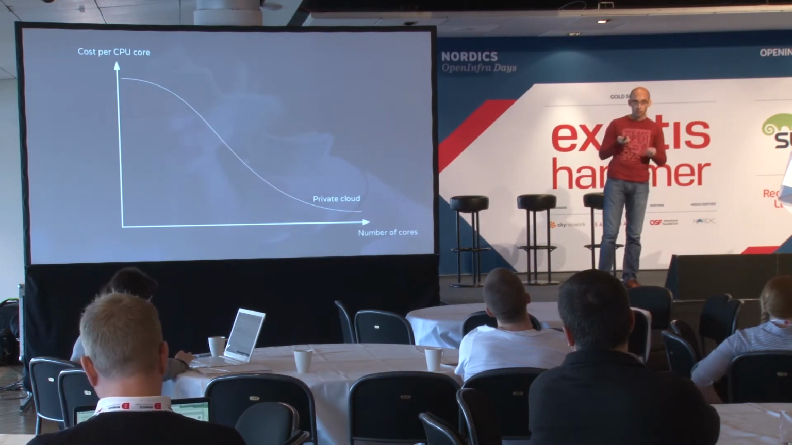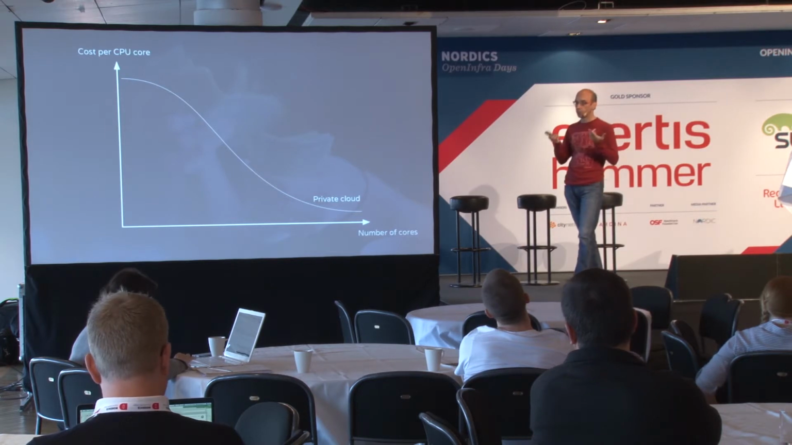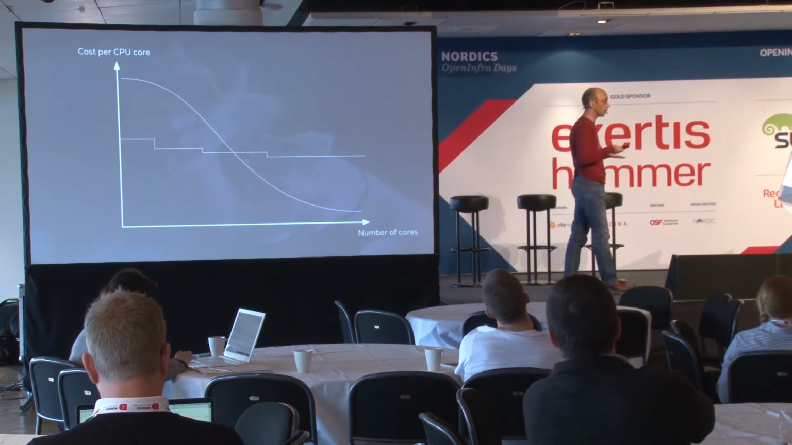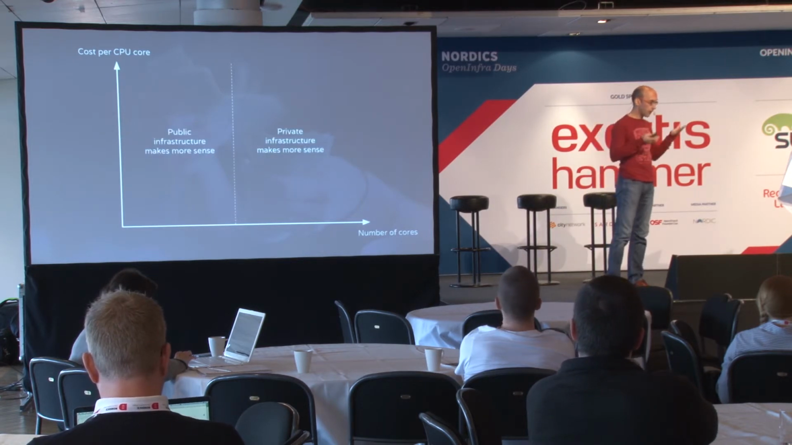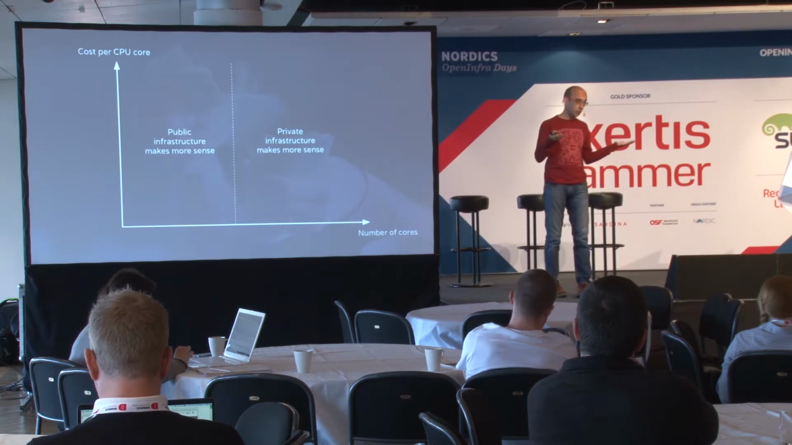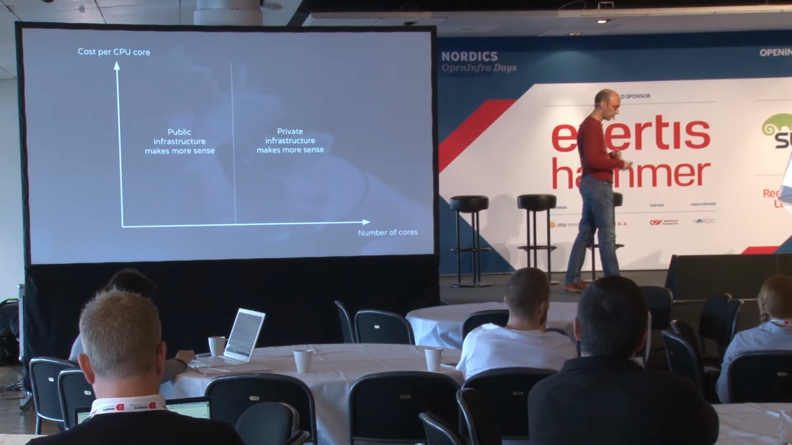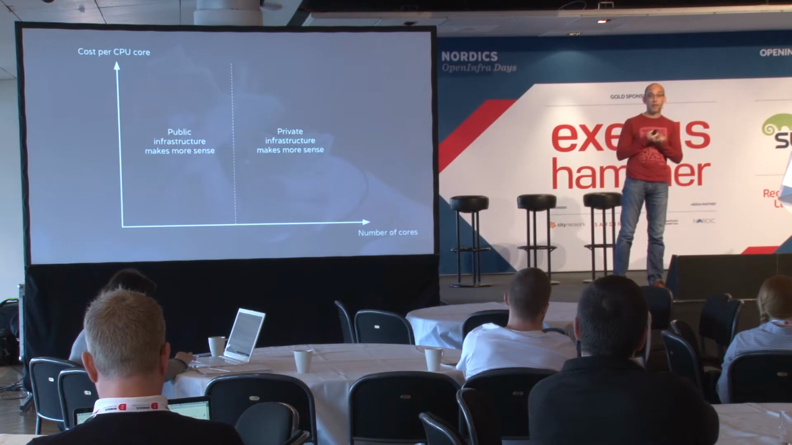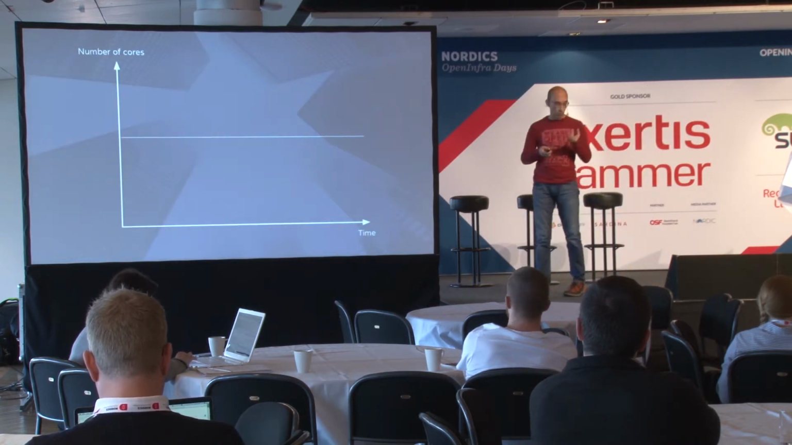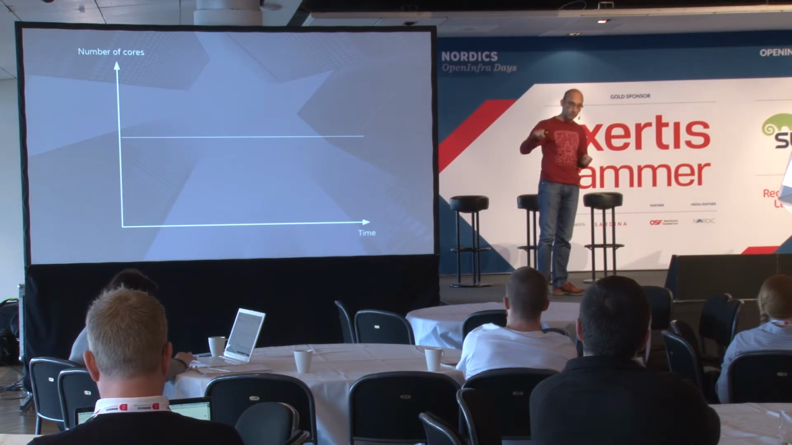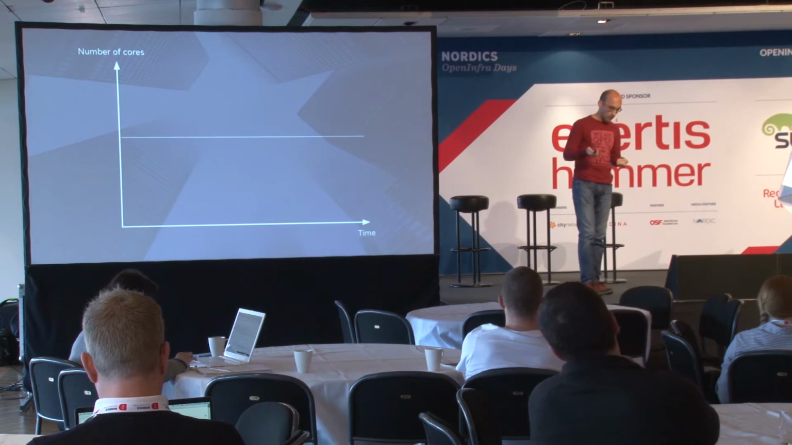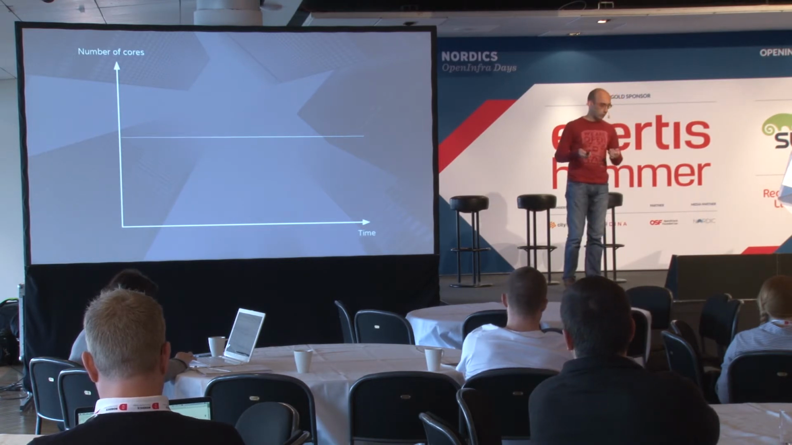So on paper like this, the choice between public and private looks really simple. If you're above a certain number of CPU cores, then private infrastructure makes more sense. Whereas if you're under that, you should probably use public infrastructure. But that's very oversimplifying the question, because it assumes that the number of cores that you're running over time is constant. And in reality, any real-world workloads look more like this.